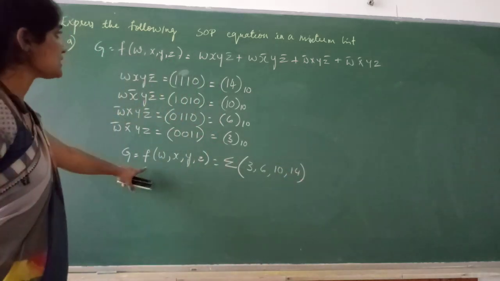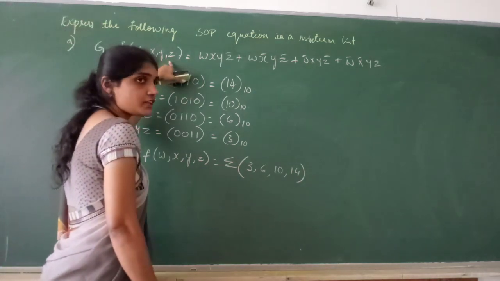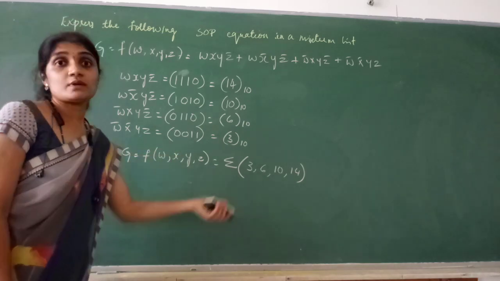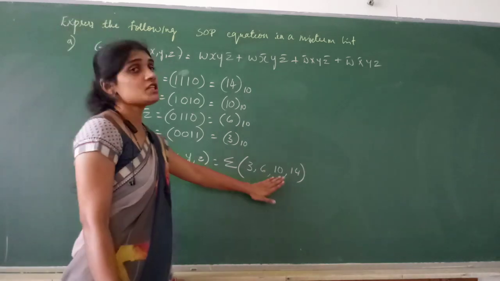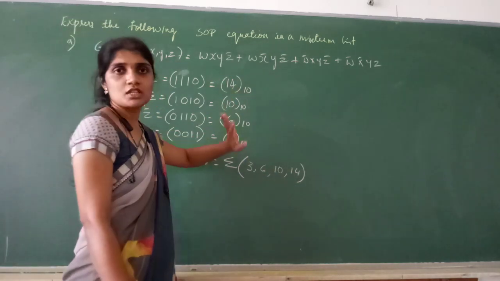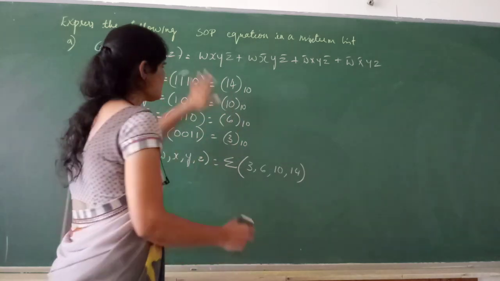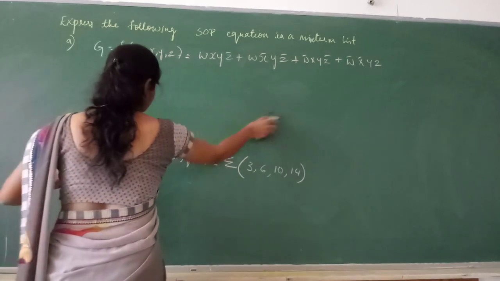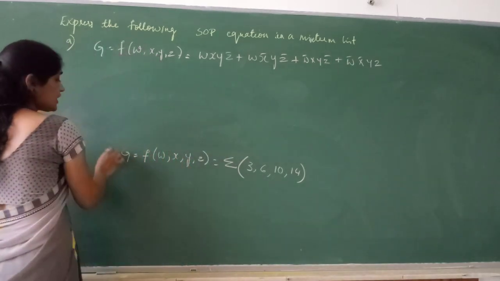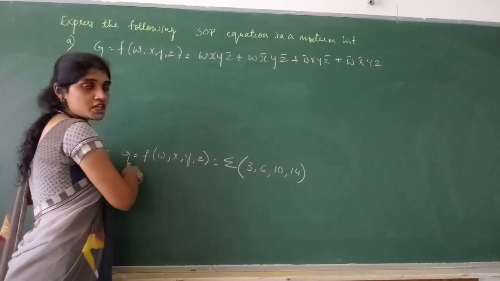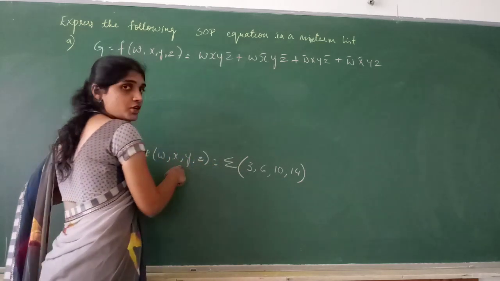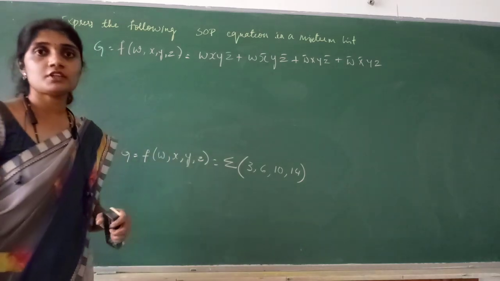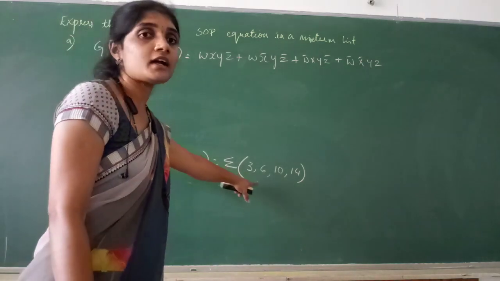Is it clear? So these are the mean terms. When they give the SOP equation, we can easily list out the mean terms. Again, vice versa. If I give you the mean terms, can we write the equation? Yes, we can. For the same problem, if the question is function g is equal to f of w x y z equal to summation 3, 6, 10, 14, write the SOP equation for this. Can we write the SOP equation by looking at the mean terms?